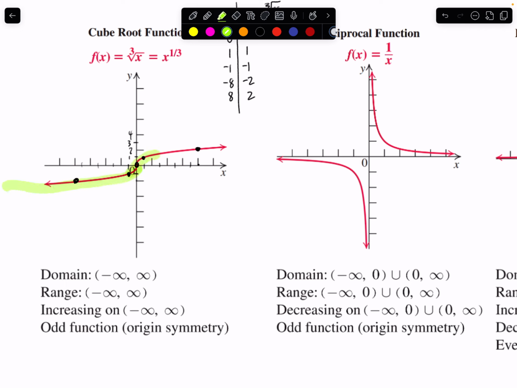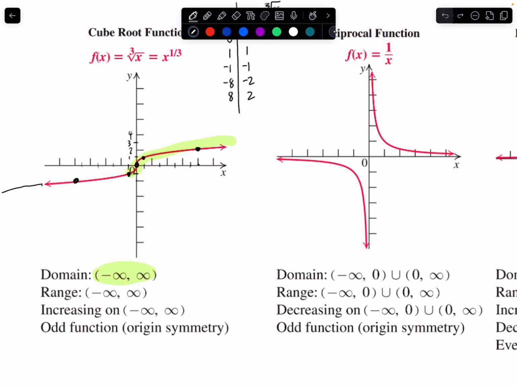Looking at it, once I have my picture, it goes on to the left forever, on to the right forever, with no breaks. So the domain is everything, -infinity to +infinity. Same with the range. I know it's hard to tell when you look at the graph because it looks like it's not going to go very far down. But if you continue long enough, forever and ever, this is eventually going to get really, really big, right?